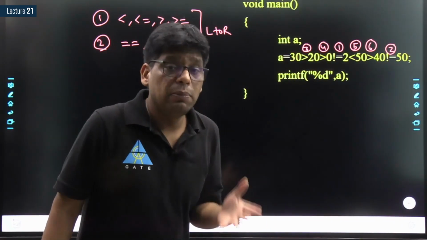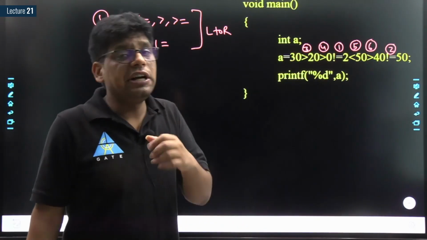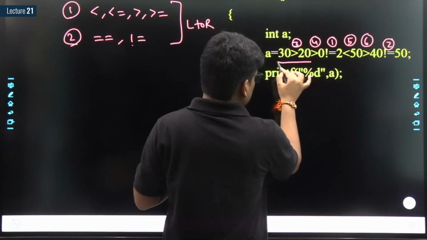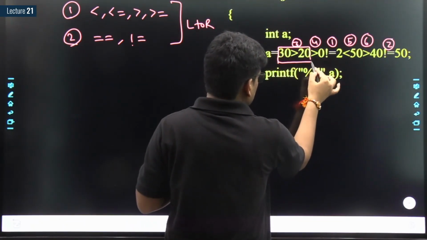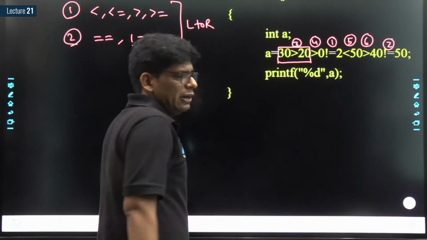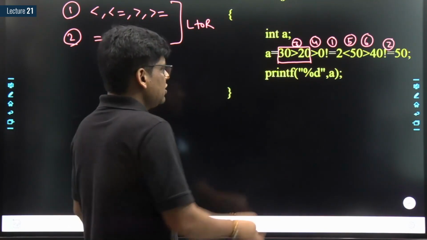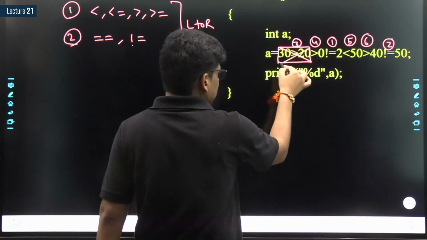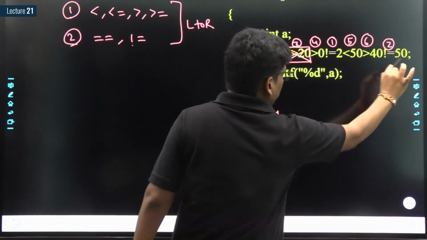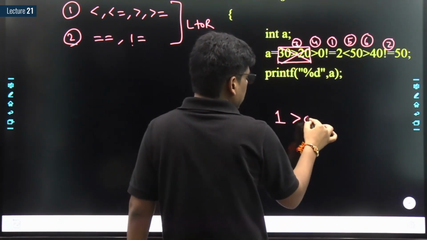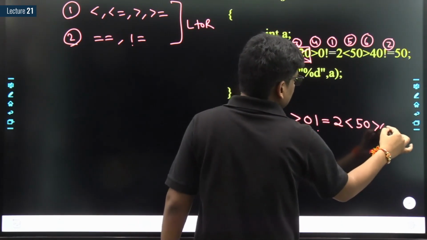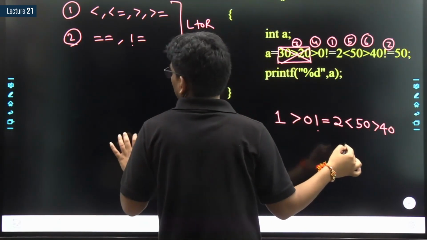That is why, which one will be performed first? Sir, associativity. If I move from left to right, which one comes first? Sir, this one comes first. So let me solve it. Is it true that 30 is greater than 20? Yes, sir, it is true. That is why the result of this is 1. Let me copy the remaining as it is: not equals to 2, less than 50, greater than 40, not equals to 50.